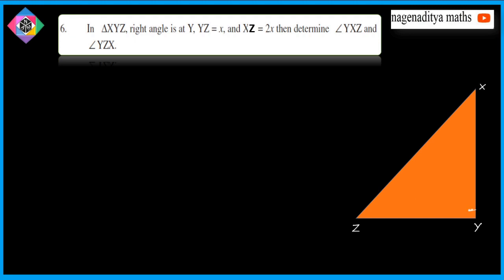So XYZ is a right angle triangle. So in this right angle triangle, what is given? The value of XZ is given as 2x and the side YZ is given as x. Okay. Now we have to find the values of angle X and angle Z, the angles. So we have to find these angles.